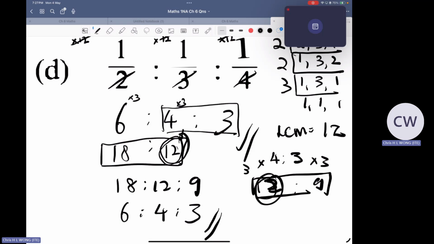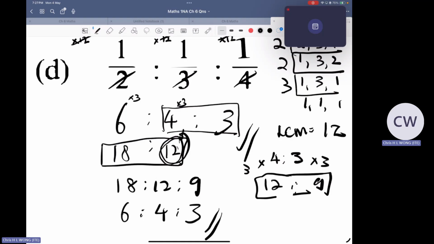So, which is an easier method? LCM, right? Okay. So this one you still have to make it into a 12. Maybe I write properly. You still have to make it into a 12.